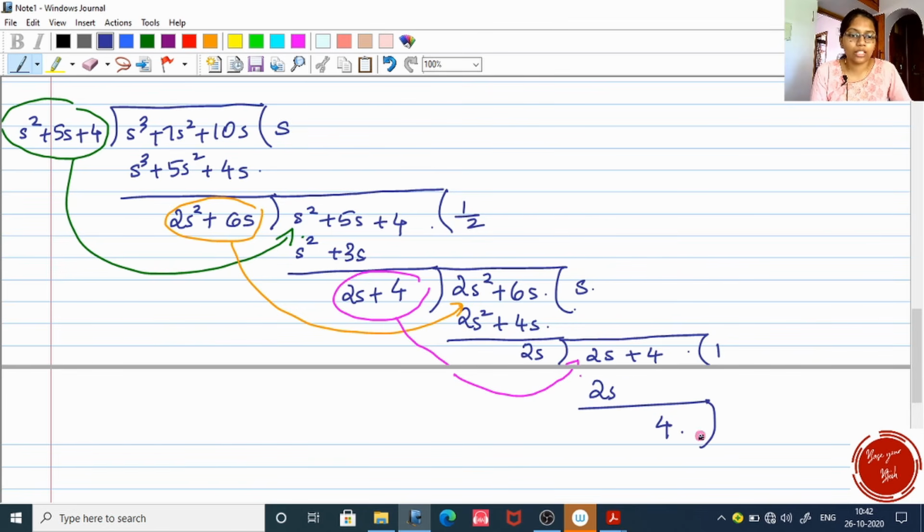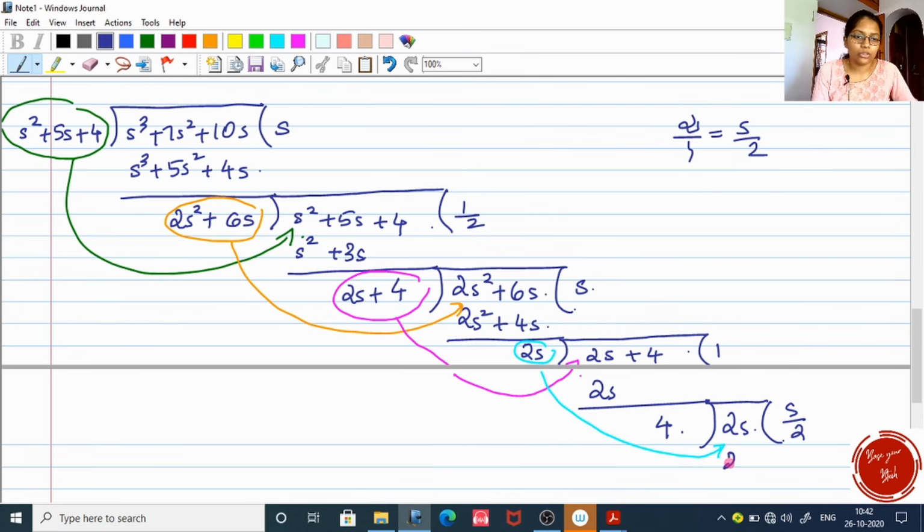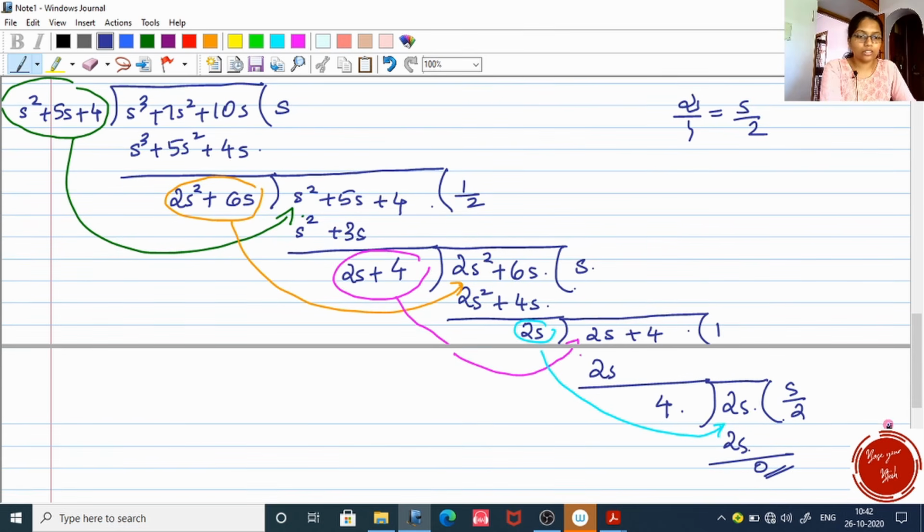So draw a curve and take the previous divisor over to here. So it is 2s. 2s divided by 4 is s by 2. s by 2 into 4 is 2s. Finally, you got the remainder as 0. So this is the end of the division.